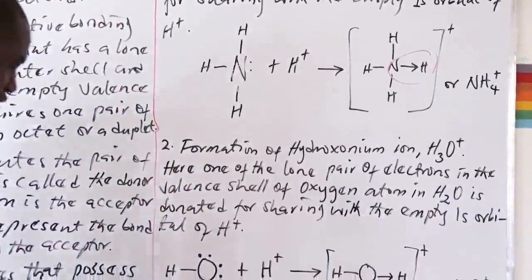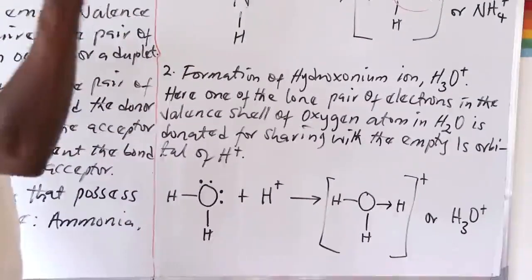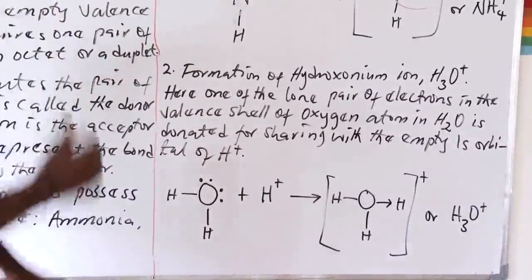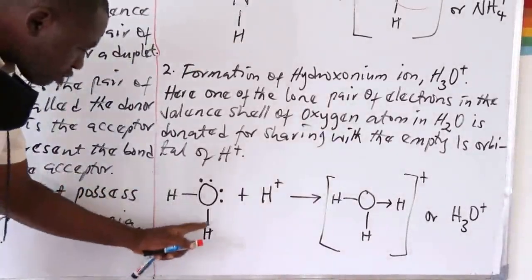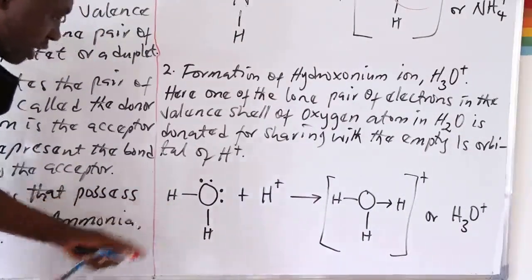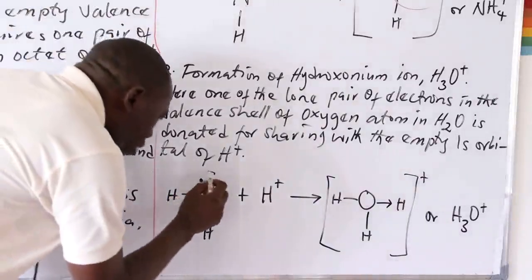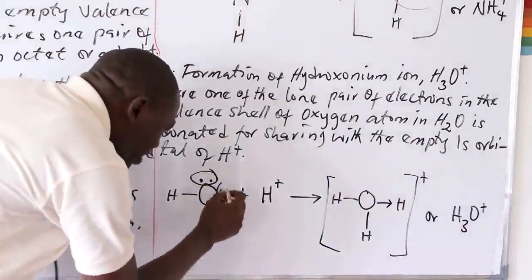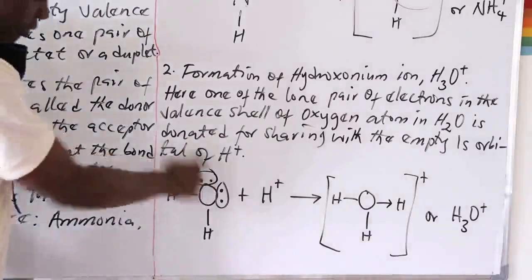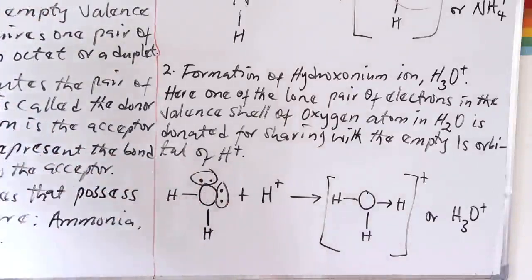Oxygen, if you write the electron configuration of oxygen, you find that it has 6 electrons in its outer shell. Okay, and it is in group 6. Here it is using 1 to share with hydrogen here, using 1 here to share with hydrogen in the formation of water. So you will see that for water, this oxygen has 2 lone pairs of electrons. There are 2 pairs of electrons that are not being used in the formation of water here.